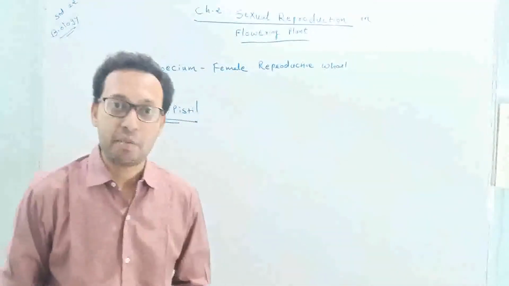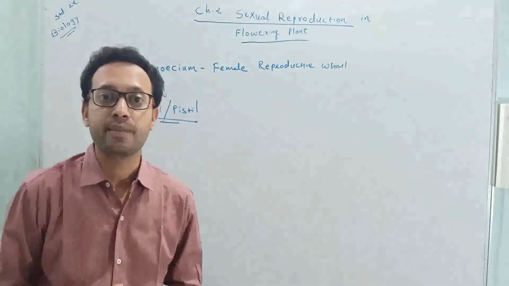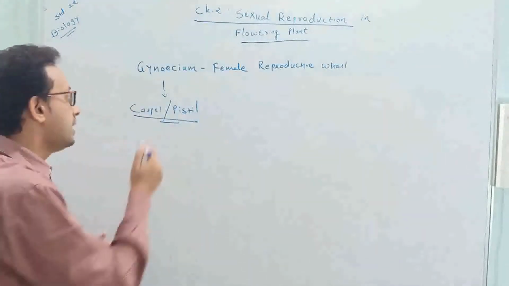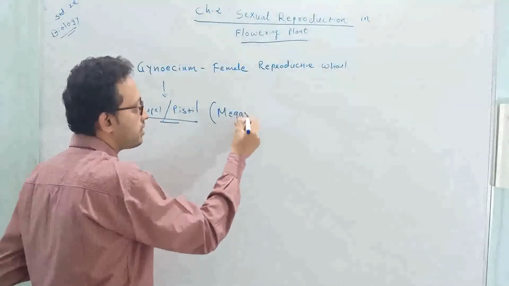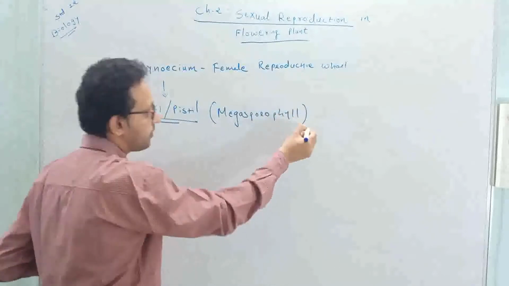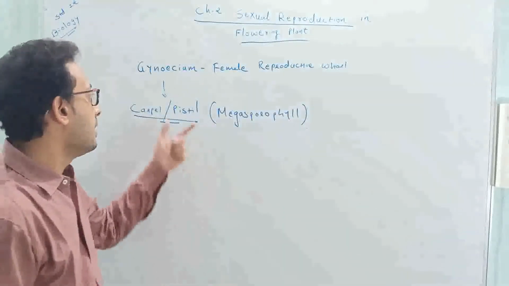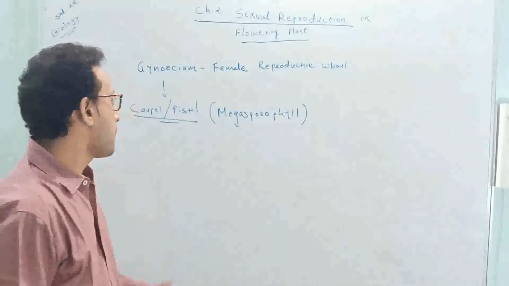As you know that stamen can also be called as microsporophyll. What is another name of stamen? Microsporophyll. Similarly, the carpel or pistil can also be called as megasporophyll. What's another name of carpel or pistil? It's called as a megasporophyll.